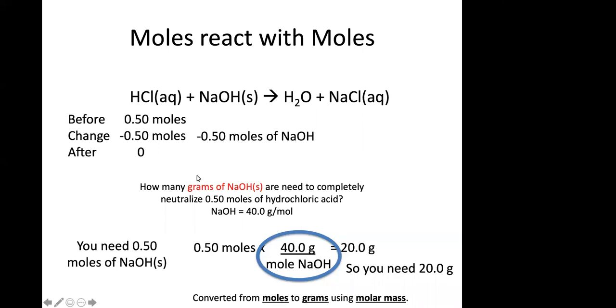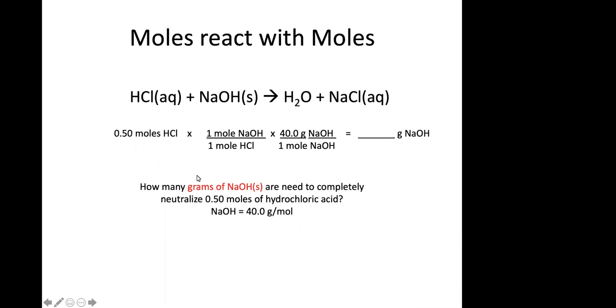Now, maybe you're not a BCA table person, which is fine. Everything here is the same. I'm just showing you how you could set it up with dimensional analysis. In this case, you start with half a mole of HCl. I'm going to use the coefficients and see that they're 1-to-1. I'll use the molar mass of the sodium hydroxide, and that would allow me to figure out how many grams I need.